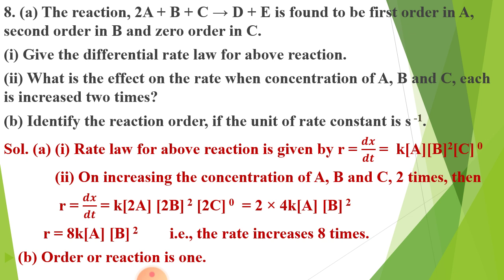Now B part of question number 8, as I have told you, the unit of rate constant is given here as second inverse. This will indicate a first order reaction. So by seeing the unit we can also find the order of reaction. So order of reaction is 1.